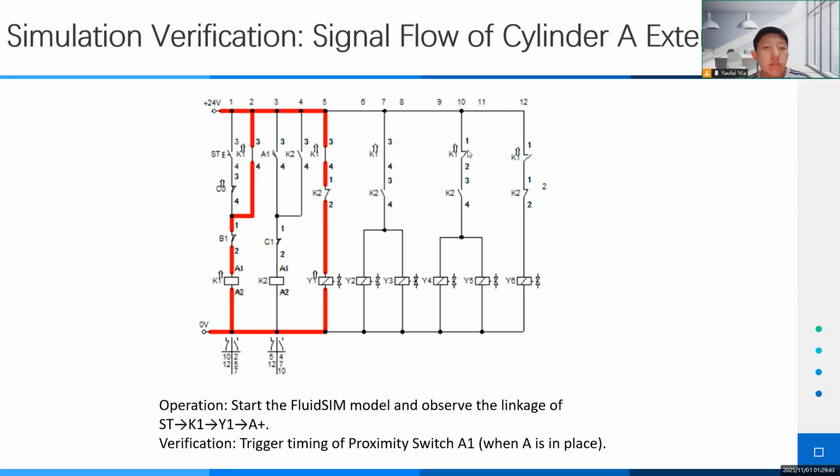We used a real-time model to check if the system works. First, let's look at cylinder A stretching out, the A plus operation. We started the model and watched the link. Press the ST button. Relay K1 gets power, valve Y1 gets power. Cylinder A stretches out, A plus. Reflection: we checked when proximity switch A1 was triggered. It only sent a signal when A was fully stretched. This shows A plus works correctly.